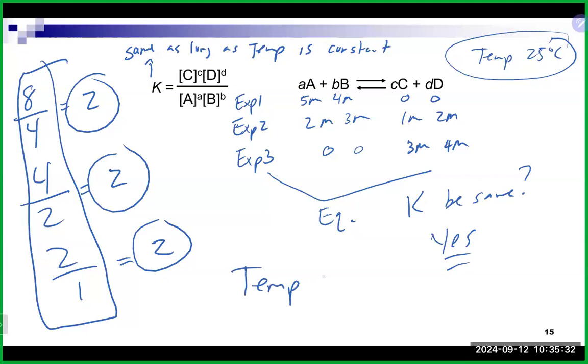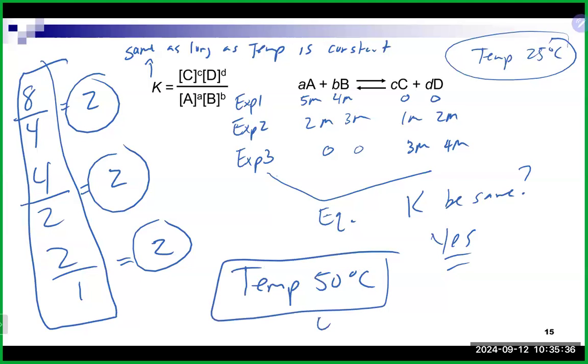Now, if I did these exact same 3 reactions, not at 25 degrees, but I did it, say, at 50 degrees Celsius. So I ran all 3 of these experiments, 1, 2, and 3. And I kept all 3 of those experiments, once again, at 50 degrees Celsius. And I calculate the equilibrium constant at 50 degrees Celsius for all 3 of those experiments. Will they be the same? They will be the same. Again, I didn't change the temperature.